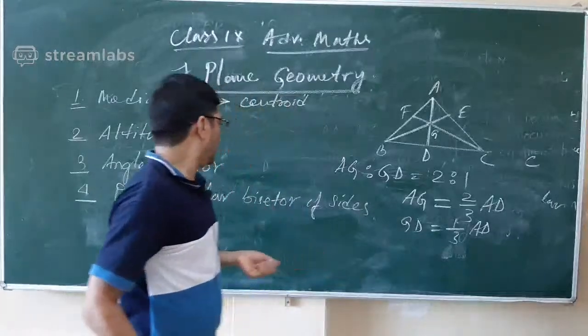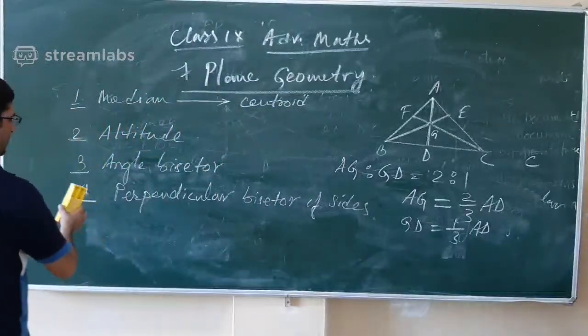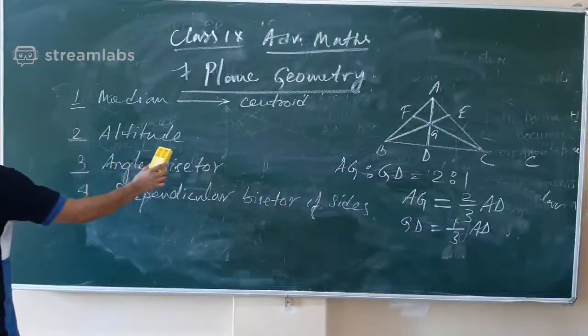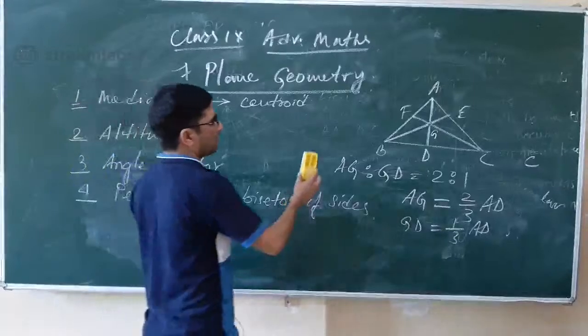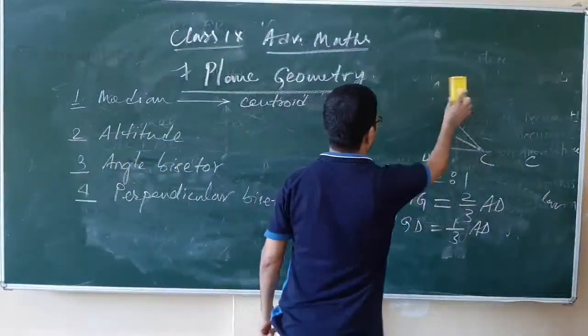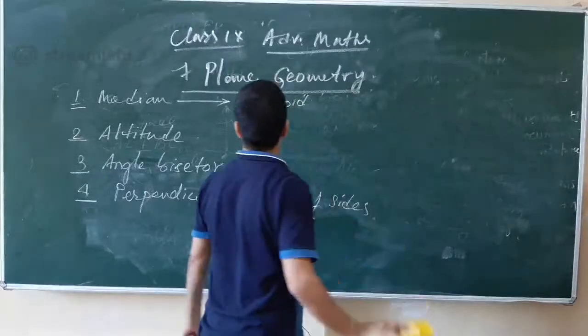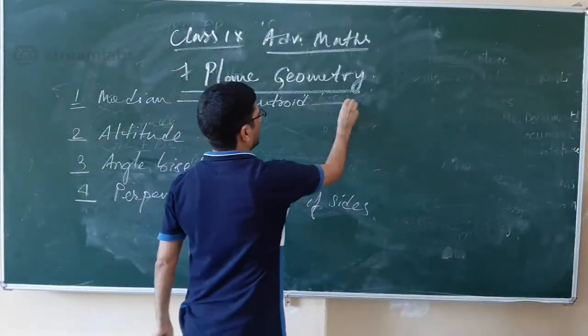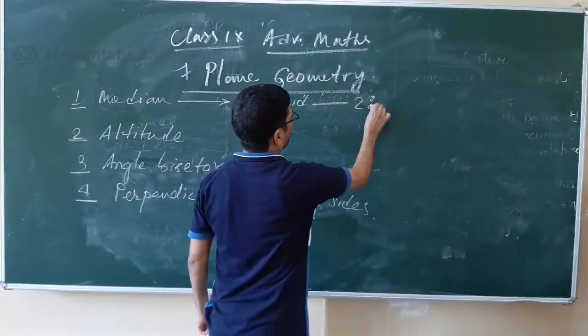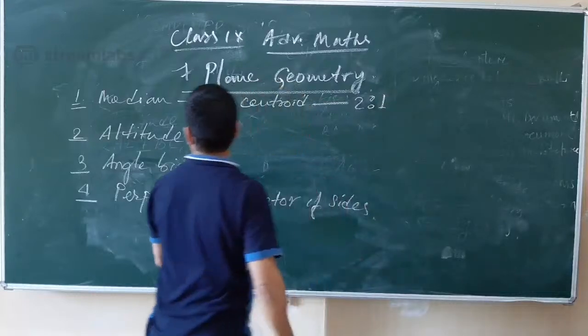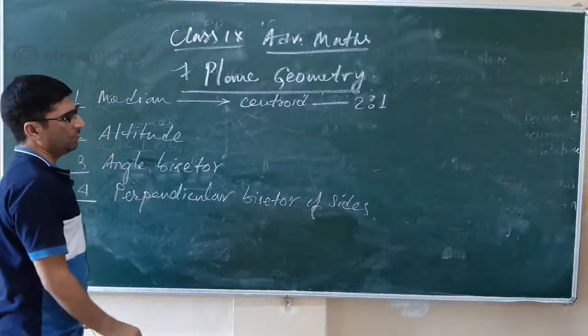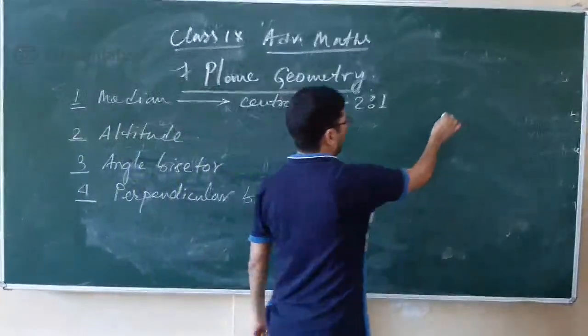Next point, angle bisector, altitude. Next point is altitude. So the centroid always divides in the ratio 2:1. I have just written the point to remember. Altitude. Now altitudes of a triangle.